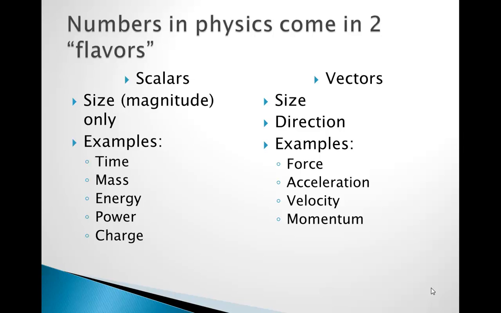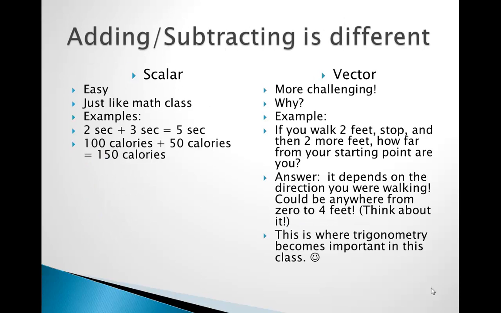Now, these two types of numbers are handled very differently in this class. Scalars are quite simple to deal with. You just add them and subtract them, multiply them like you do any other number you've ever seen before. So kids love it when things are scalars. But vectors are more challenging because not only is there the number, but there is a direction.